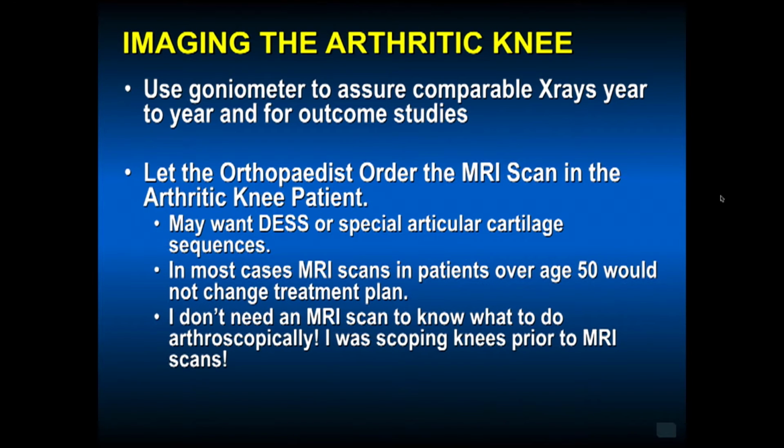Imaging the arthritic knee, use a goniometer to assure comparable X-rays year to year and also for outcome studies. Let the orthopedist order the MRI scan in the arthritic patient. There are advancements in the articular cartilage sequencing. You may want a DESS or special articular cartilage sequences in a patellofemoral problem. In most cases, MRI scans in patients over age 60 would not change the treatment plan, so are not indicated.